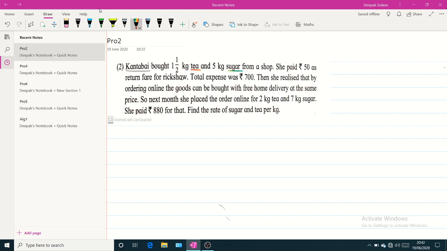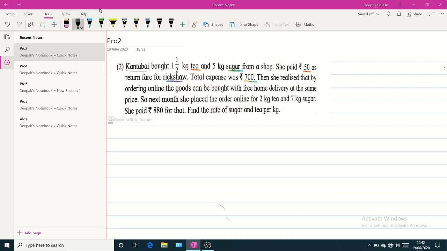For the whole thing she needed a rickshaw for the journey, and for the rickshaw she paid 50 rupees. Including the 50 rupees, the total expense was 700 rupees. So what to do with this problem?